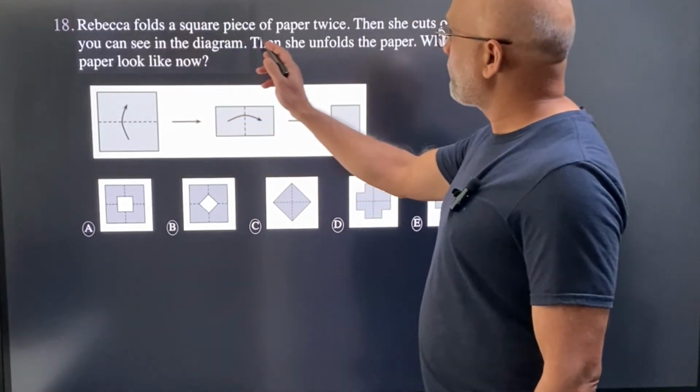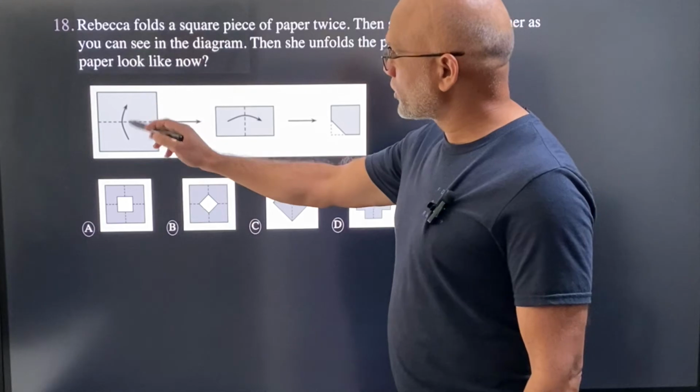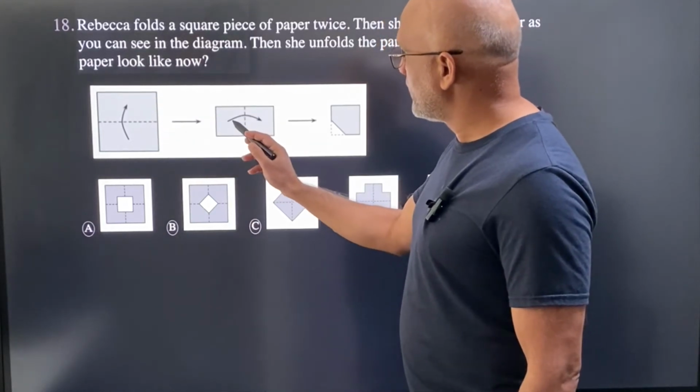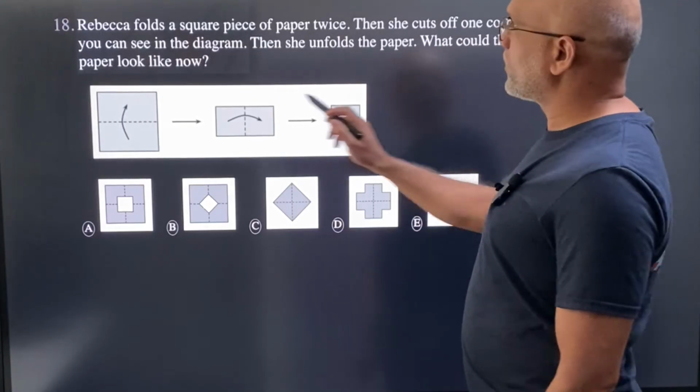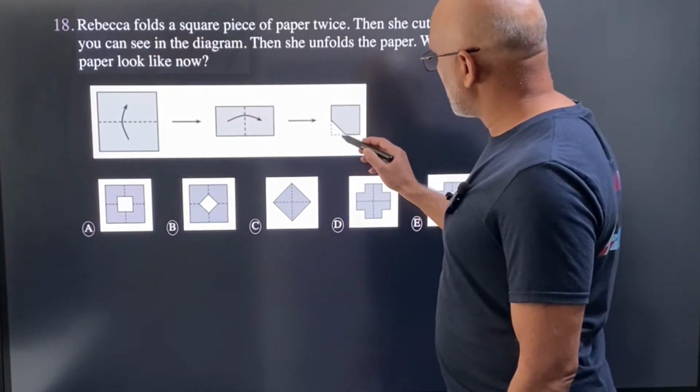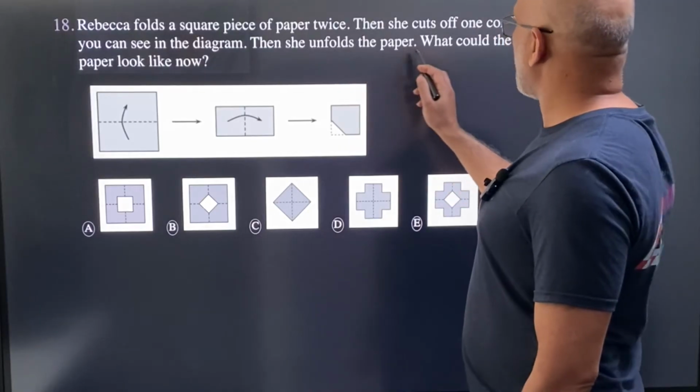Rebecca folds a square piece of paper twice. So this is a square piece of paper. It's folded once to get like this, and folded a second time to get something like this. Then she cuts off one corner, as you can see in the diagram. This corner is cut off. Then she unfolds the paper.